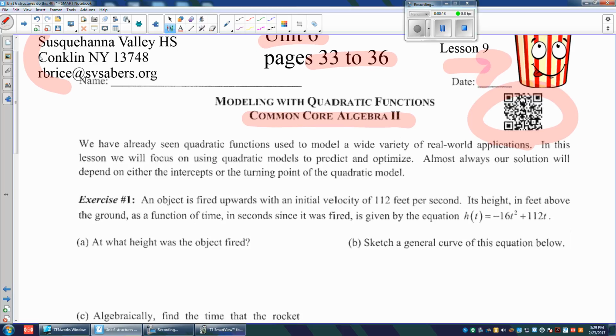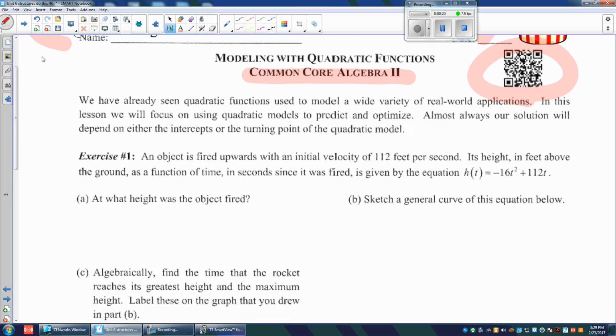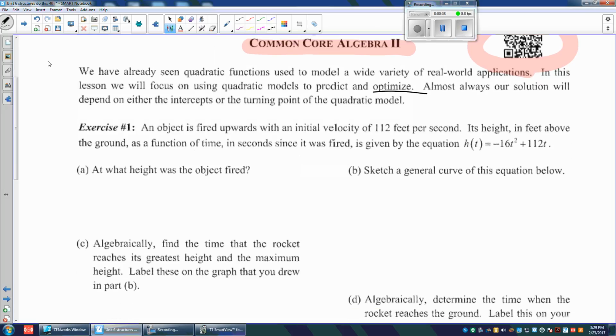We've already seen quadratic functions used to model a wide variety of real-world applications. So right now in this lesson, we're going to focus on quadratic models to predict and optimize, to make it the best. Almost always, our solution will depend on either the intercepts, the x-intercepts or the y-intercept, or the turning point of the quadratic model. That's where it changes direction, the vertex.